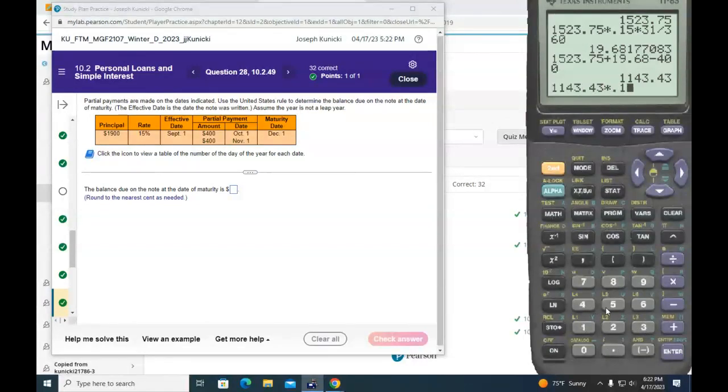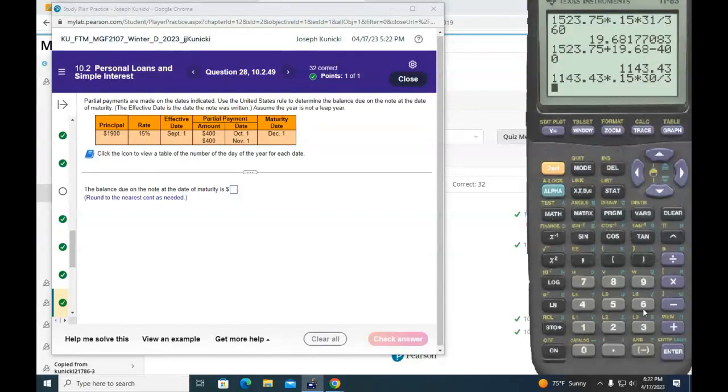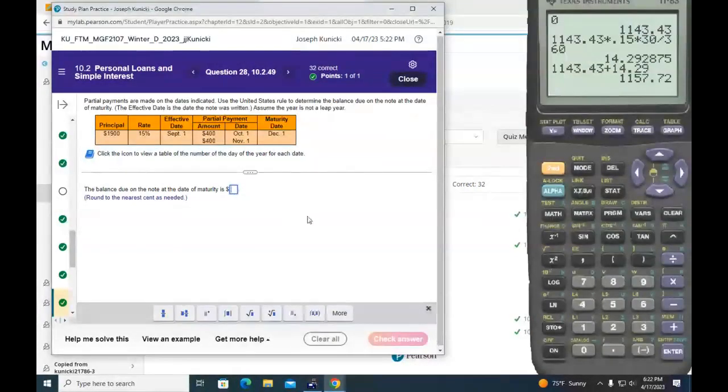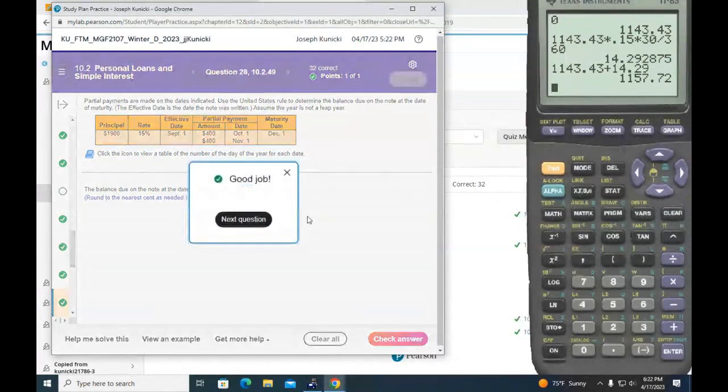Times 15%, and once again it's 30 days. So 30 divided by 360. So my final interest is 14.29. So I take the 1143.43 and I add 14.29. So my final payment's $1,157.72.